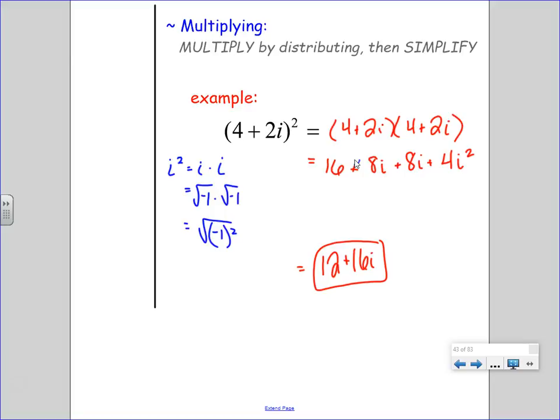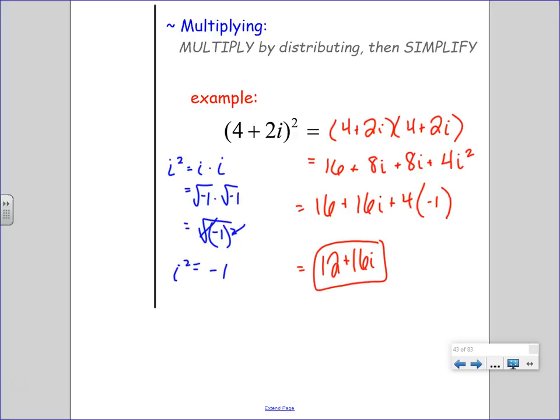Also, good exploration. What happens if the square root is squared? Who is i squared? Negative 1. i squared, imaginary squared, is real. So then we would say, 16 plus, add the i's together, 16i plus 4 times, substitute. 16 minus 4 is 12, and there's my 16i.